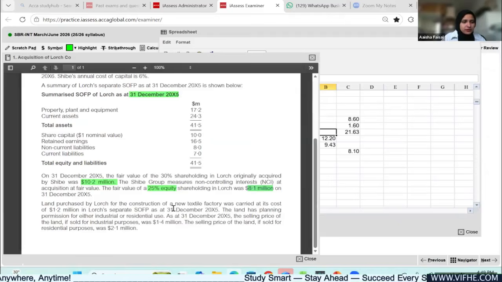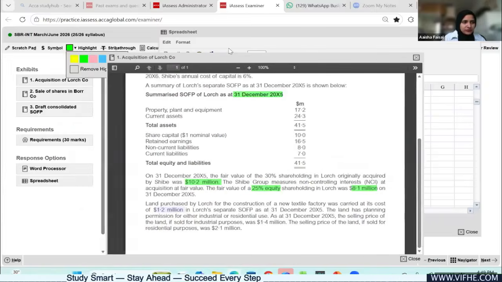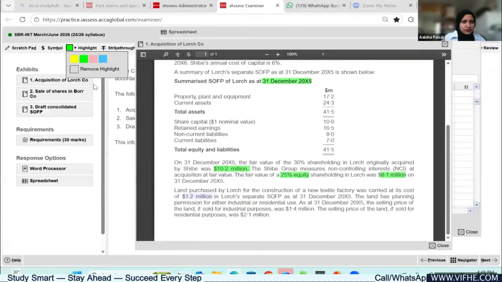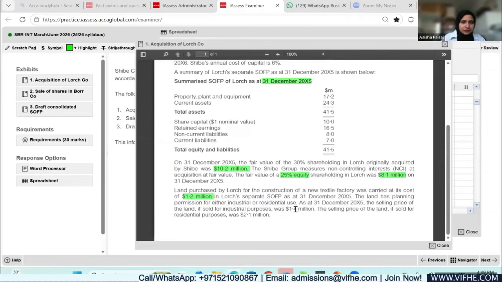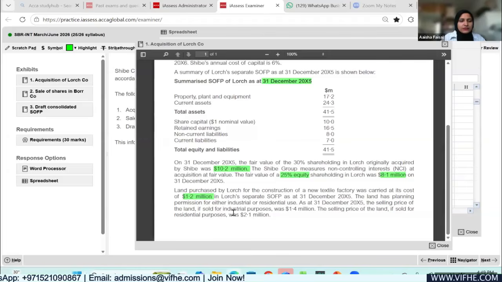Land purchased by Lorch for the construction of a new textile factory was carried at its cost, 1.2 million. So some element was being carried at cost. And at acquisition date, everything has to be brought to its fair value. So this was being carried at cost as at 31st December 20x5. The land has planning permission for either industrial or residential use. As at 31st December 20x5, the selling price of land, if sold for industrial purposes, was only 1.4 million. But if sold for residential, it was 2.1 million.